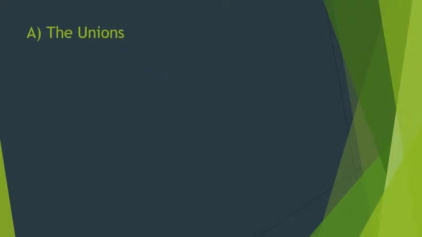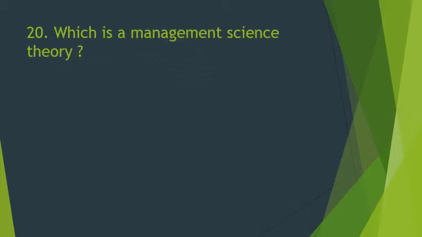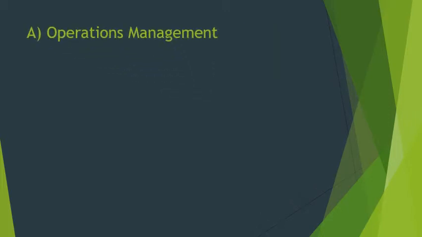19. According to Frederick Taylor, who was to blame for the inefficiency in organization? A. The unions, B. The managers, C. The organization as a whole, D. The workers. 20. Which is a management science theory? A. Operations management, B. TQM, C. MBO, D. None of the above.